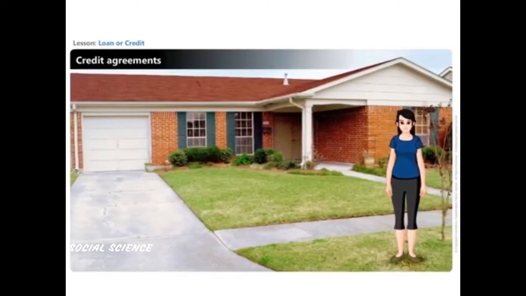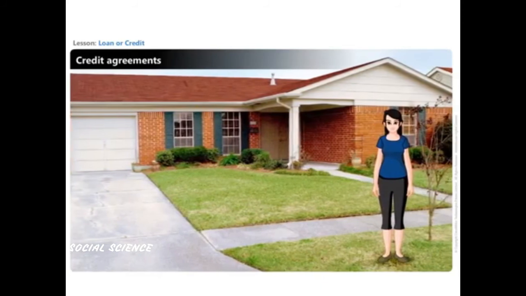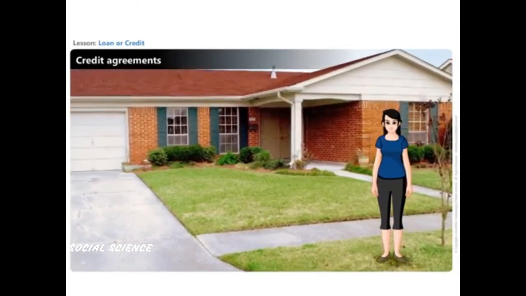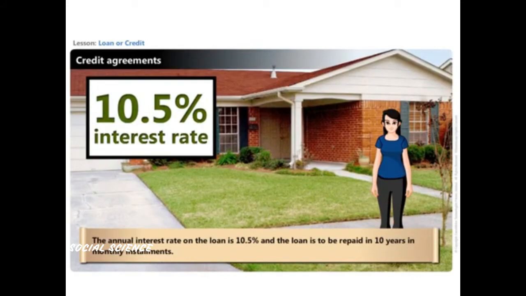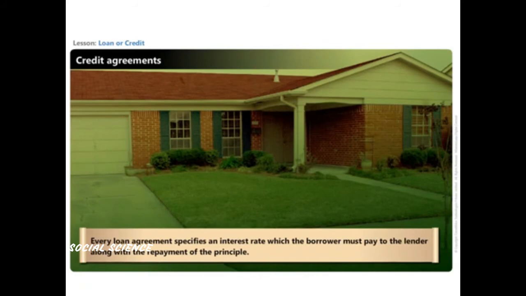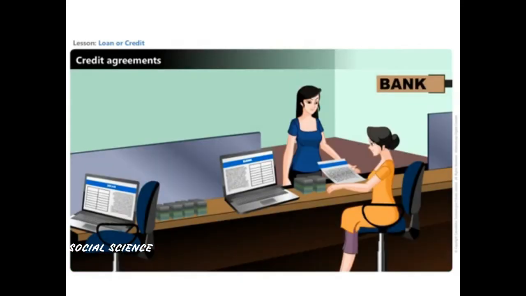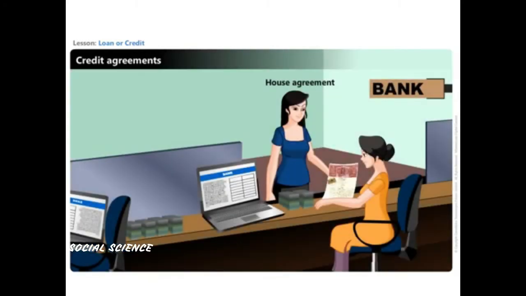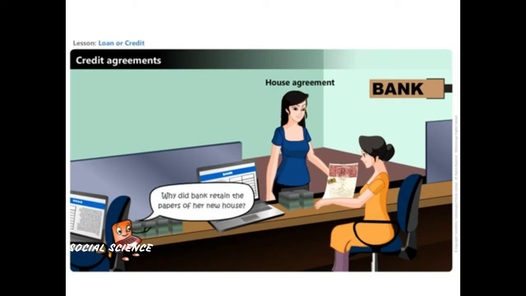Aditi has taken a loan of rupees 25 lakhs from the bank to purchase a house. The annual interest rate on the loan is 10.5% and the loan is to be repaid in 10 years in monthly installments. Every loan agreement specifies an interest rate which the borrower must pay to the lender along with the repayment of the principal. Aditi had to show her employment records and salary records to get the loan. The bank retained the papers of the new house, which will be returned to Aditi only when she repays the entire loan with the interest. Why did the bank retain the papers of her new house?